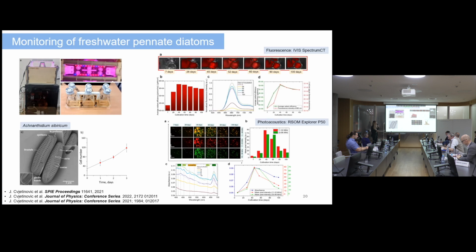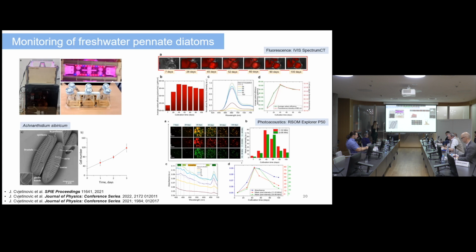And here we applied the fluorescence visualization using the IVIS Spectrum CT in vivo imaging system and photoacoustic visualization with the help of the raster scanning optoacoustic mesoscopy setup Explorer P50. What we see here is actually that the signal increases with increasing cultivation time up to 45 days. And then we observe this slight decrease.